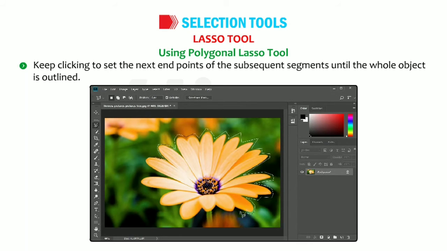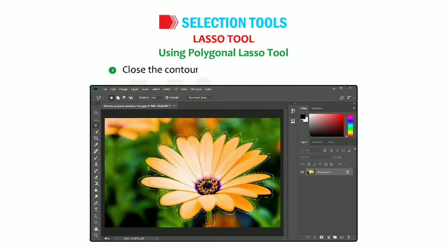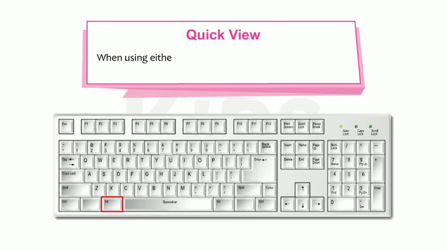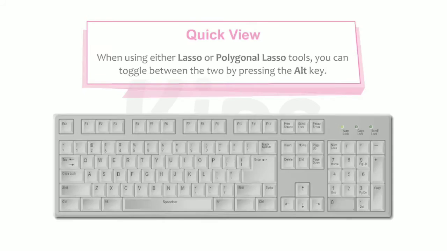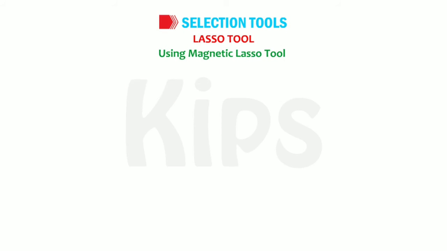It looks similar to the earlier lasso tool. We have to again release it at the end point. Close the corner by clicking at the starting point. We will end where we started. Quick view: when using either lasso or polygonal lasso tool, you can also toggle between the two by pressing the Alt key.